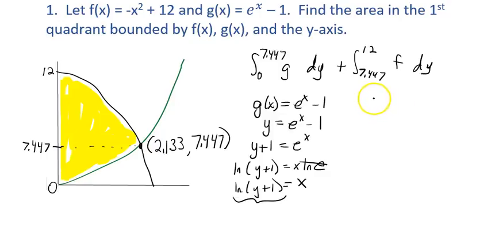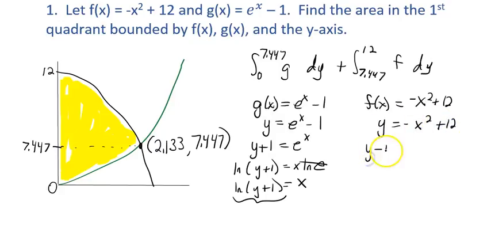I'm going to do the same thing for f. So my f of x equation is negative x squared plus 12. I'm going to think of that as y, and then solve for x. So subtract 12, divide by negative, and then take the square root.